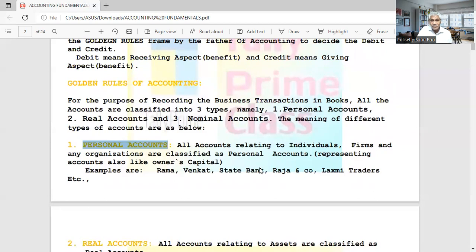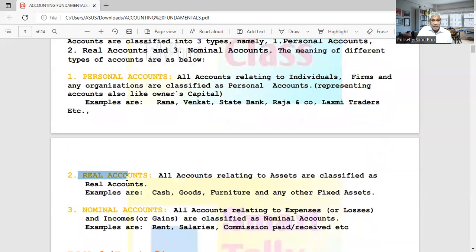So these types, representing accounts, capital, drawings, that will come later. These also come under personal accounts. For examples, you can say Rama, Venkat, State Bank of India, Raja & Co, Lakshmi Traders, Bank of India, Indian Overseas Bank, or any other. All these come under the type of personal account. Understand now? Right. Next, we will go to the second one, real accounts.